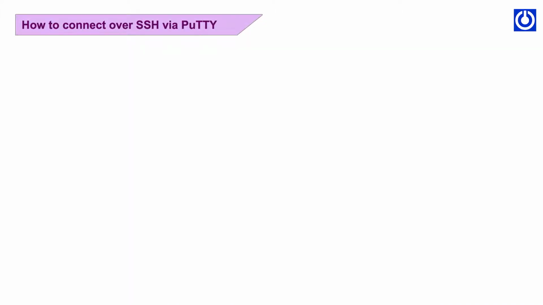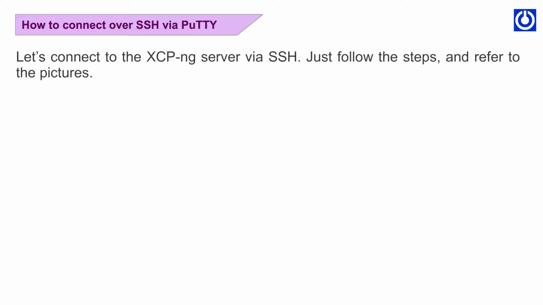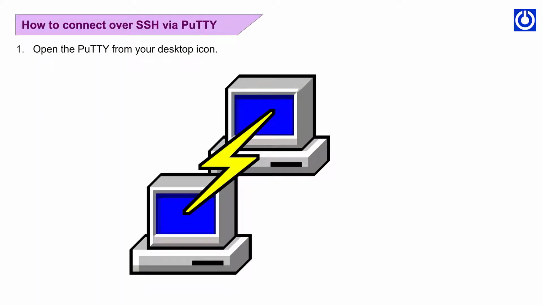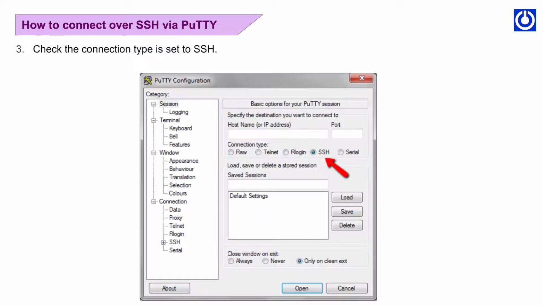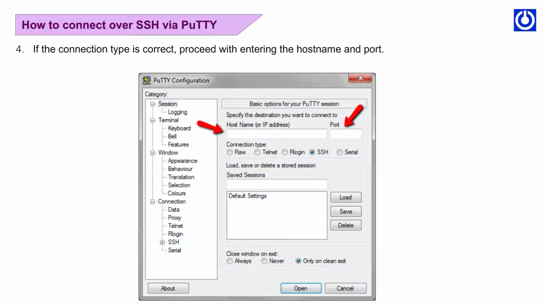Step: how to connect over SSH via PuTTY. Let's connect to the XCP-ng server via SSH. Just follow the steps, and refer to the pictures. Open PuTTY from your desktop icon. Make sure that you are on the Session tab. Check that the connection type is set to SSH. If the connection type is correct, proceed with entering the hostname and port.